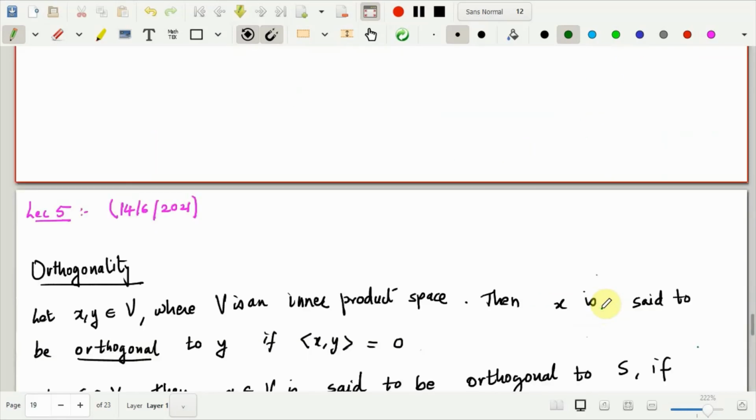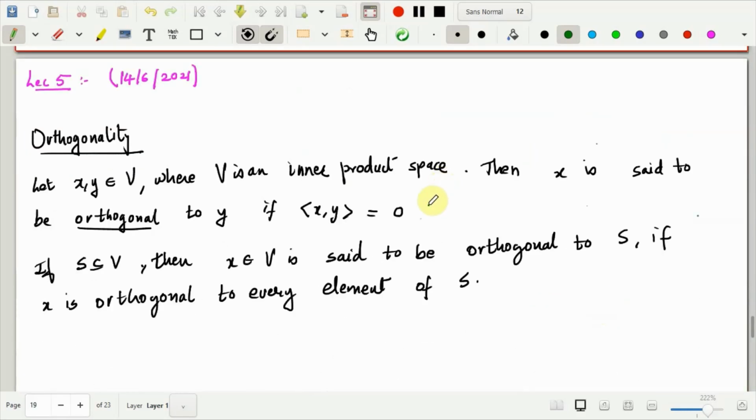So that's why we have this as the definition of x being orthogonal to y. Given two vectors in an inner product space, say x and y in V, then x is said to be orthogonal to y if the inner product of x with y, that is the bracket x comma y, is equal to 0. This is the necessary and sufficient condition for x and y to be orthogonal.